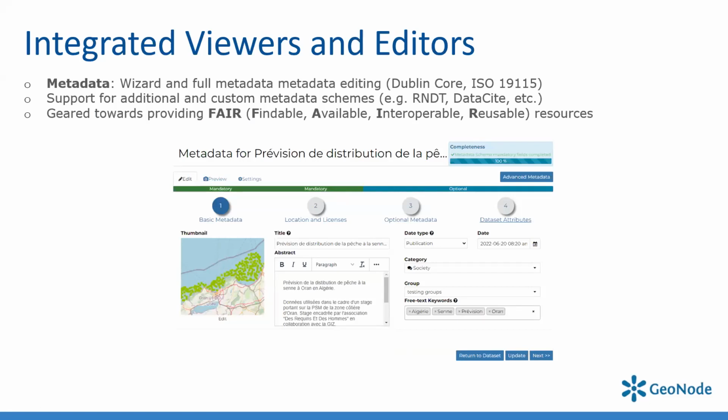And the goal is to have what are called FAIR resources. So it's the FAIR principles that you will see everywhere today. We talk about findable, accessible, interoperable, and reusable resources. And that's what we want to achieve with GeoNode.